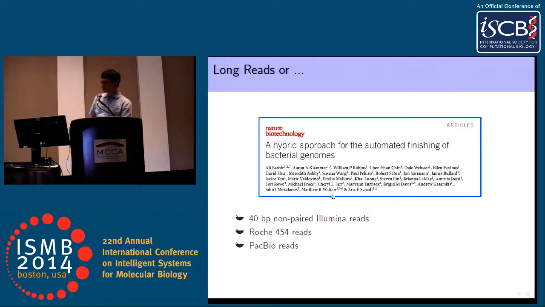Then, quite recently, in a Nature Biotechnology paper, Ali Bashir and his colleagues proposed a method for automatic finishing of bacterial genomes with hybrid assembly. In this study, they used very, very short Illumina reads, also 454 reads, and PacBio reads. And they managed to get a complete genome, a complete assembly. And the question is, can we replace long reads with Ragout in this study?